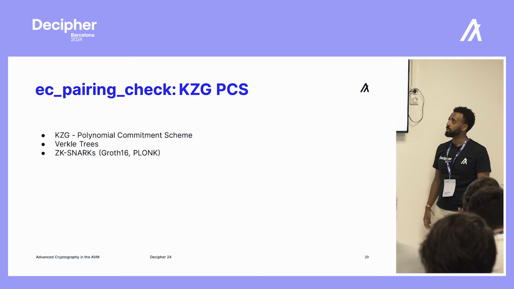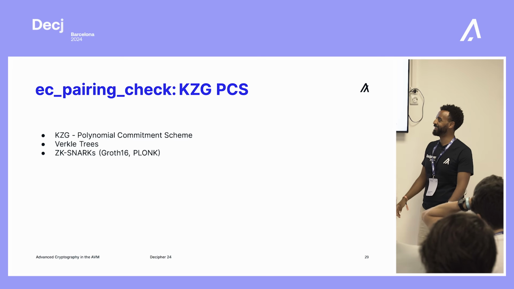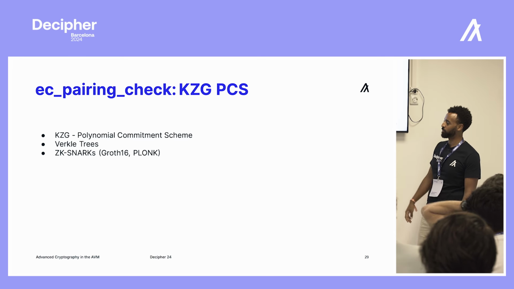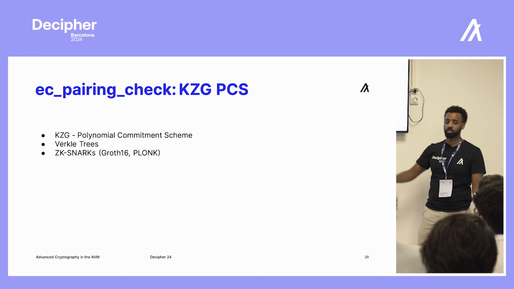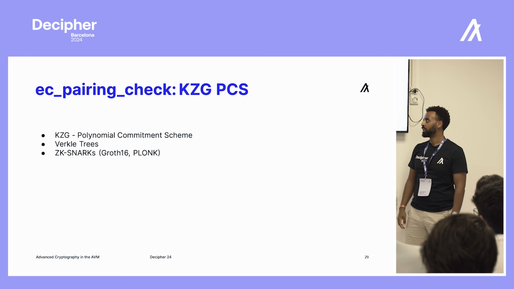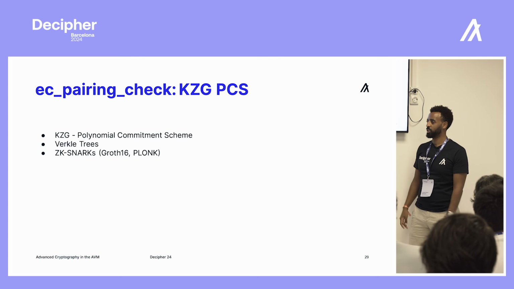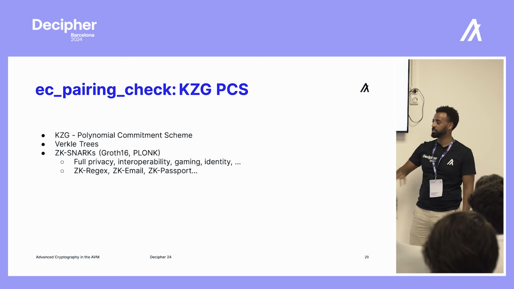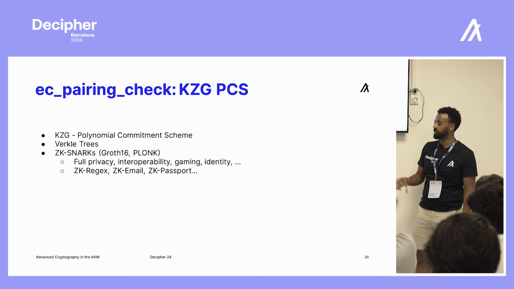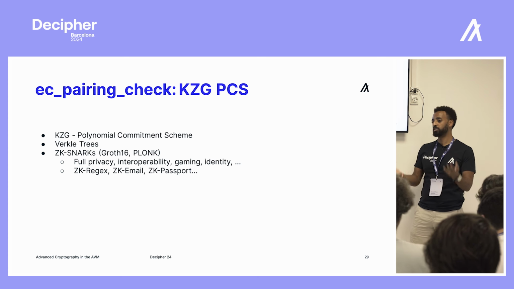Then we have ZK-SNARKs, which are the ultimate stuff. There are two big ones that use pairings. One is Groth16, a paper by Jens Groth from 2016, and then there's something called PLONK, and I'm not even going to try to pronounce the acronym for that. But moving forward, with this we can do full privacy and interoperability, like ZK bridges. You can do even more gaming stuff, even more identity stuff.